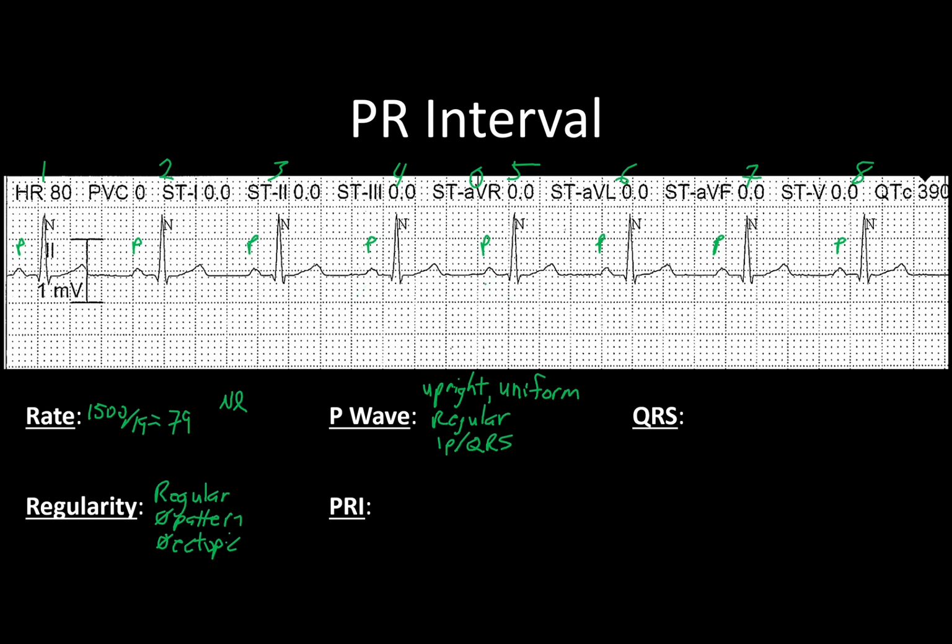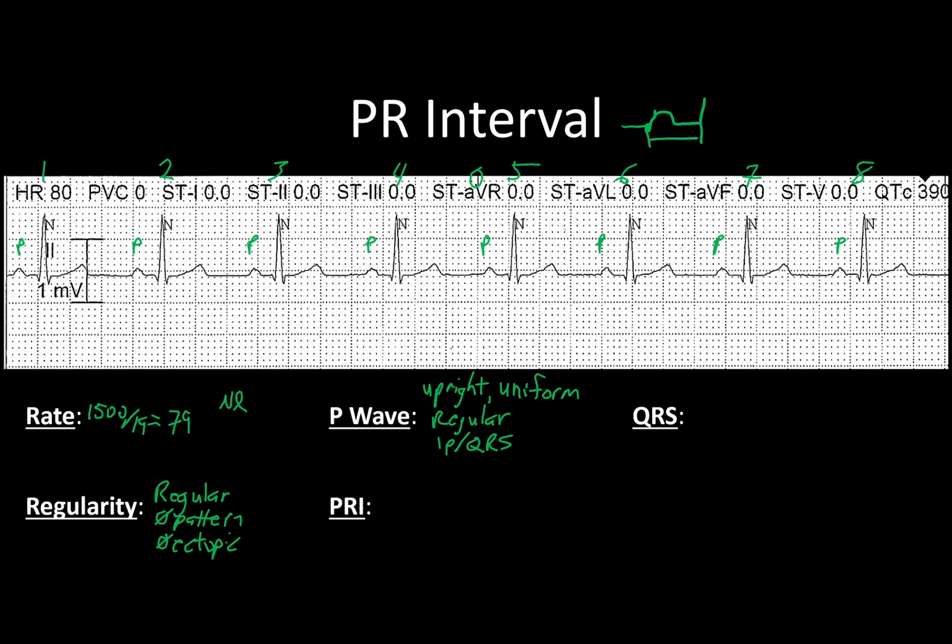So my P wave starts right where it leaves the isoelectric line, right? So you got your isoelectric, and as soon as it comes up, that's the start of the P wave. Then it comes down, and then as soon as your QRS goes up, that's the end, and that's what you're measuring between.